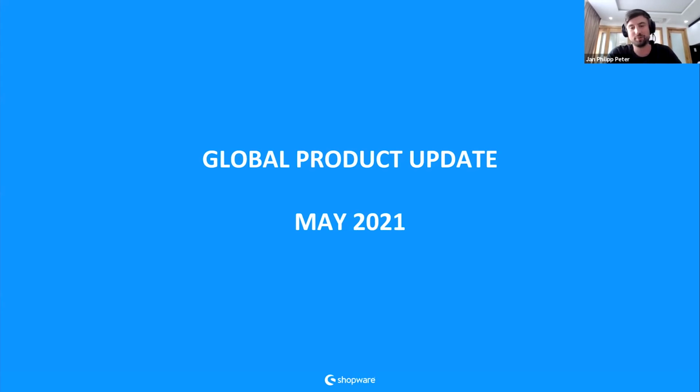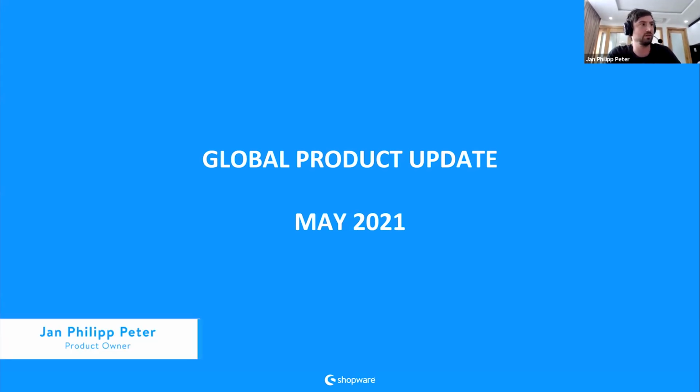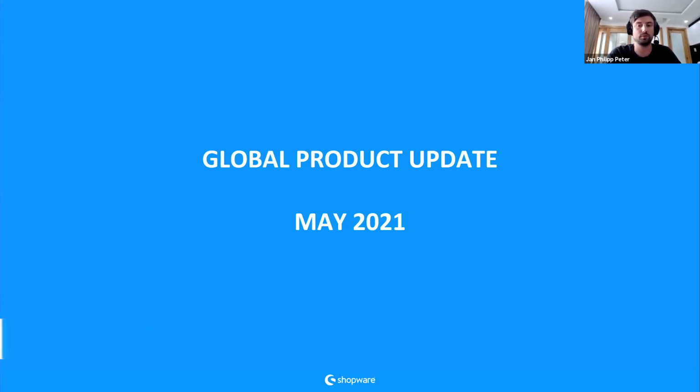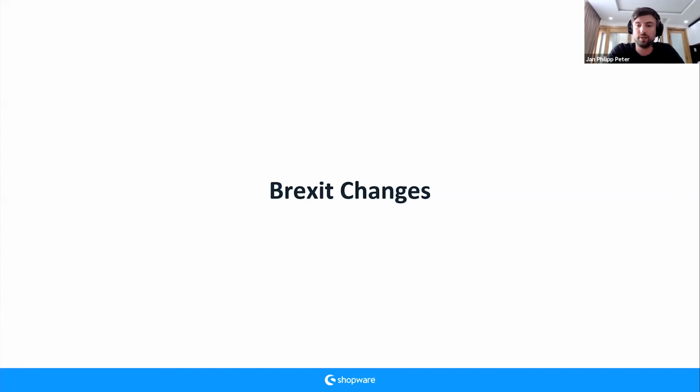I will continue with two topics from my side, which have been on the roadmap for quite a while, but are about to be released soon. The first is a somewhat mysterious topic on our roadmap, called Brexit Changes. With the exit of the United Kingdom from the European Union, a few general conditions related to taxes and customs have changed. And so we need to improve our settings here to support merchants trading with and out of the UK.